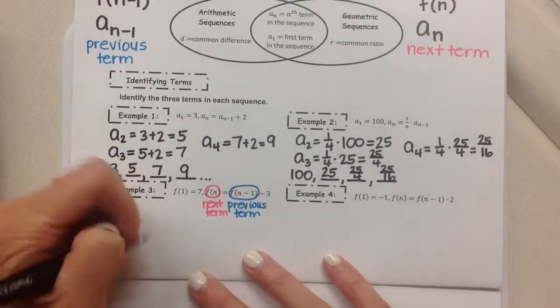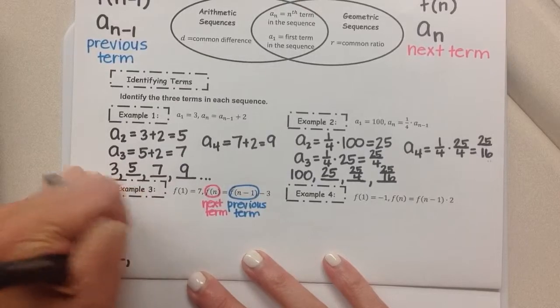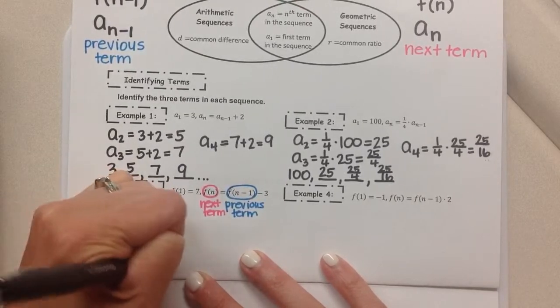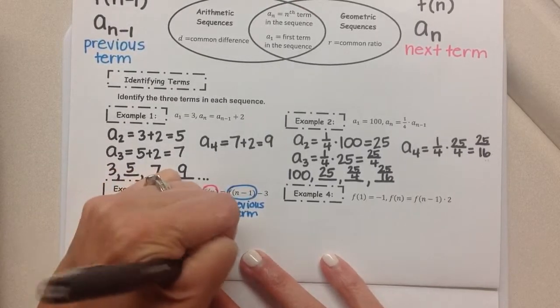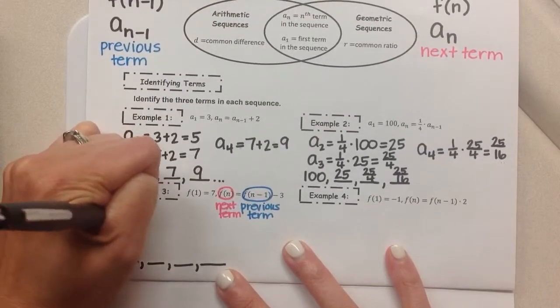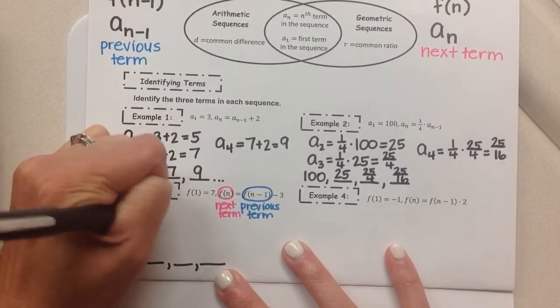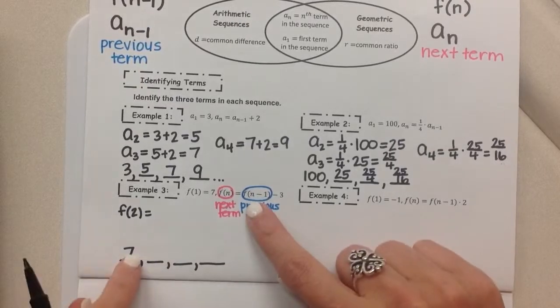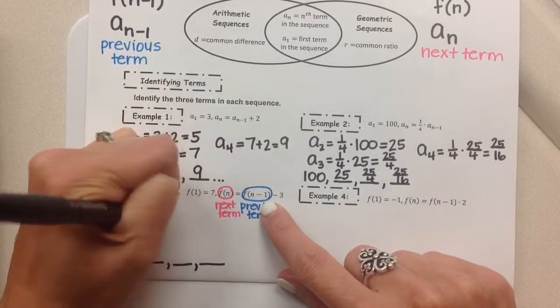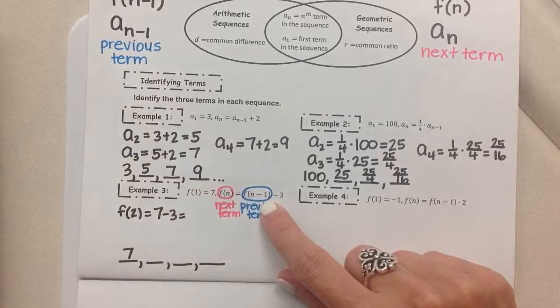All right, so we're going to start with the first number in the list, which is 7, and we want to find the next 3 numbers in the list. If I want to find f of 2, which is the second term, I'm going to take the previous term and subtract 3. So I'm just going to say 7 minus 3, and that is 4.